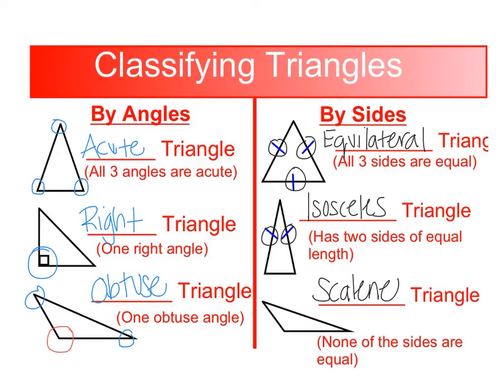So when we're asked to classify triangles, we may be asked to name or classify the triangle based on the three angles inside. We may be asked to classify or name the triangle based on the side lengths. Or we may be asked to name it as both. We might call it an acute equilateral or an acute isosceles. Just depends on what directions we're given.